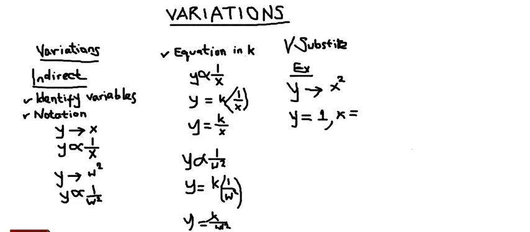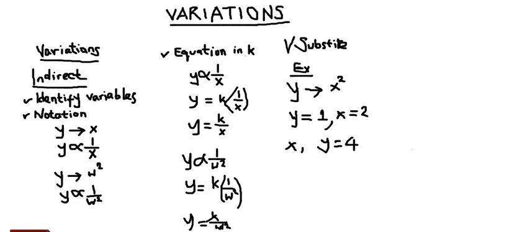Let me just get that statement again. Given that y varies inversely as x squared and y is equal to 1 when x is 2, then what will be the value of x when y is 4?